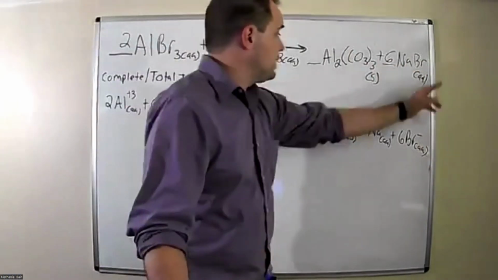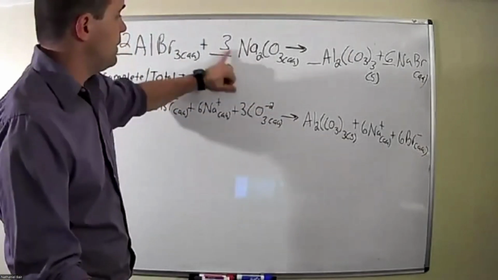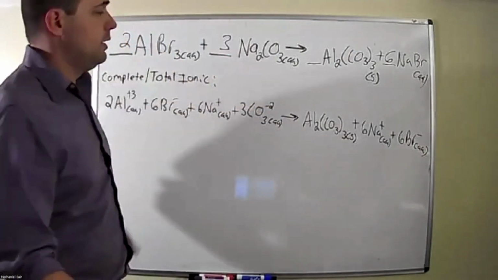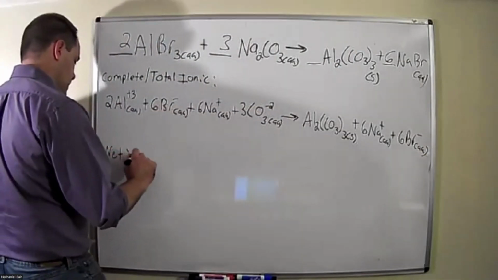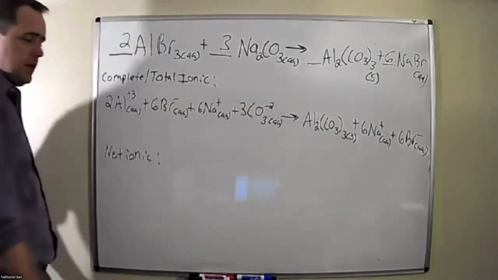We had to distribute stuff. We had to pull stuff out and multiply, right? Gets a little crazy. Okay. If you don't have any questions, then try the net ionic. Eliminate the spectator ions, write down what's left.